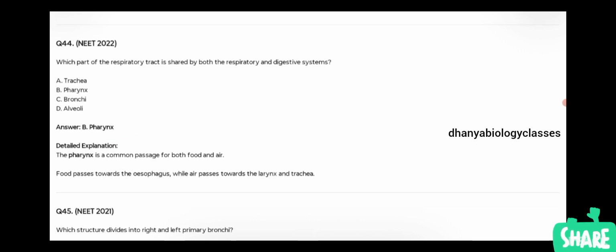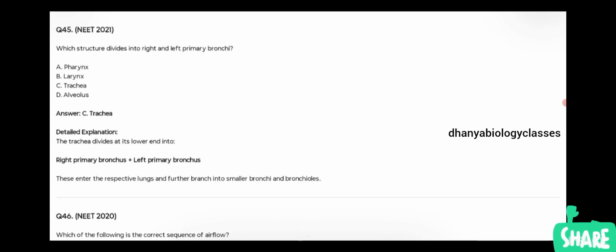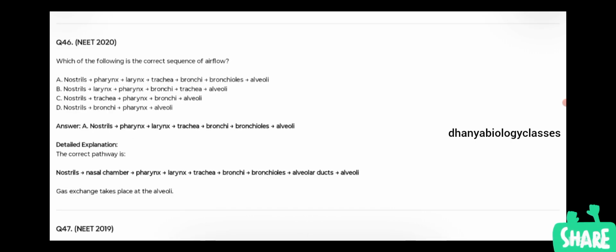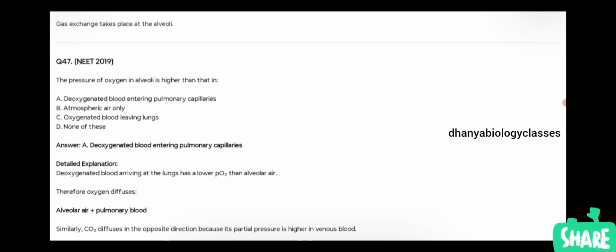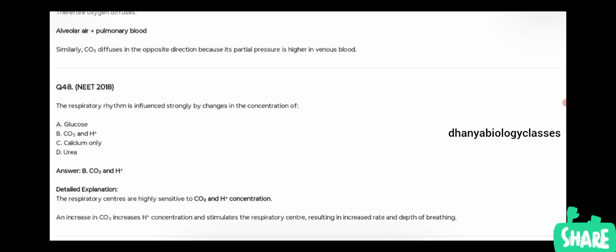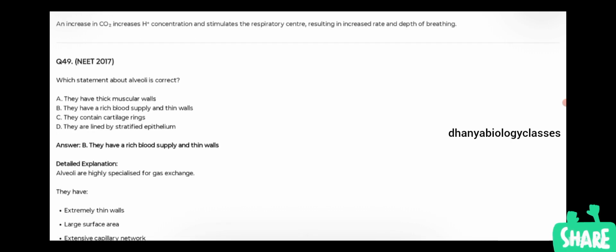Which part of the respiratory tract is shared by both the respiratory and digestive systems? That is, as we discussed, the pharynx. Which structure divides into right and left primary bronchi? That is the trachea. Which of the following is the correct sequence of airflow? From nostrils to pharynx, then larynx, then trachea, then bronchi, bronchioles and alveoli. The pressure of oxygen in alveoli is higher than that of deoxygenated blood entering pulmonary capillaries. The respiratory rhythm is influenced strongly by changes in the concentration of carbon dioxide and H+. Which statement about alveoli is correct? They have a rich blood supply and thin walls.